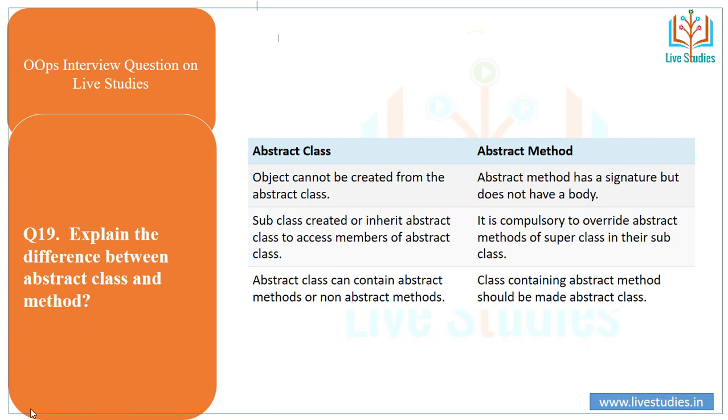Another question is, explain the difference between an abstract class and an abstract method. An object cannot be created from an abstract class. An abstract method has a signature but does not have a body. A subclass inherits an abstract class to access its members, but it is compulsory to override the abstract methods of the superclass in the subclass. An abstract class can contain abstract and non-abstract methods, but a class that contains an abstract method must be made an abstract class.